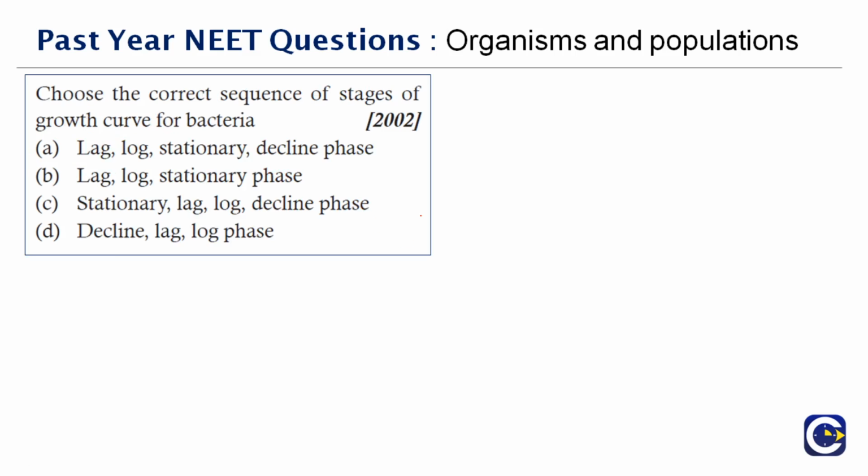Okay, next question here. Choose the correct sequence of the stages of a growth curve of a bacteria. Very easy question. So if you see the correct sequence, it will start with the lag phase where the organism has just started its work. It's being active at that phase, but you will not see any growth there. The next phase will be the log phase, where you can see a little growth in it.